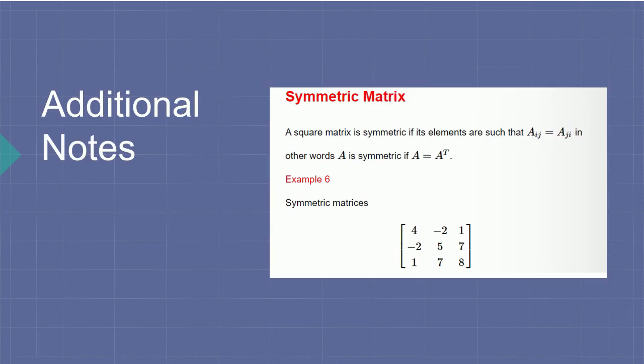If the row becomes the column, what will happen? Our first column will be 4, minus 2, 1. Second column will still be minus 2, 5, 7. And last column will still be 1, 7, 8. So if you make the rows the columns and the columns the rows, you discover that you're still going to have the same matrix A, making it a symmetric matrix. So this matrix is symmetric.